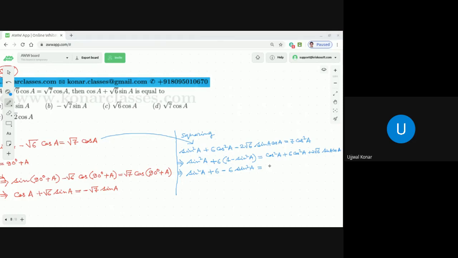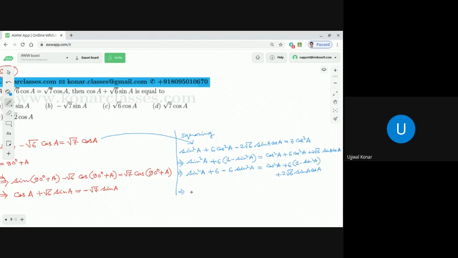And then in the right hand side you can write it as cos A plus root 6 sine A. So we can write cos square A plus 6 into 1 minus sine square A, plus 2 into root 6 into sine A into cos A. So from here, 6 into 1 minus sine square A gives 6 minus 6 sine square A, so 6 and minus 6 sine square get cancelled.